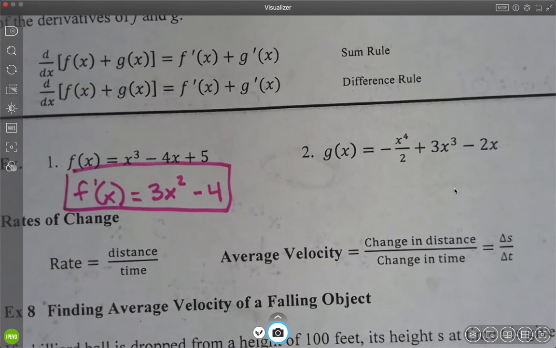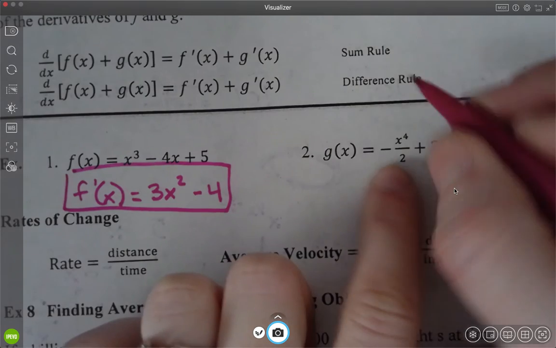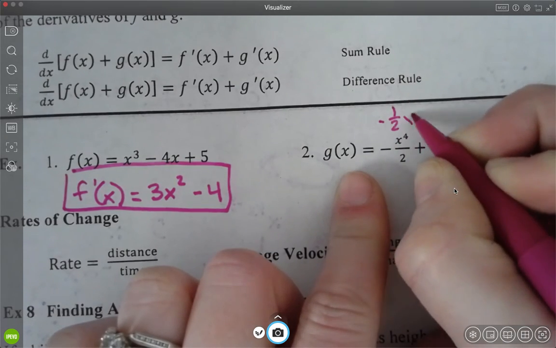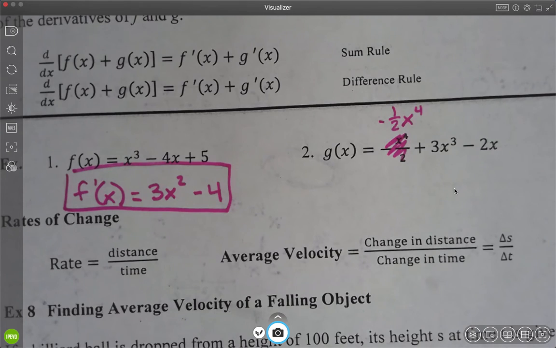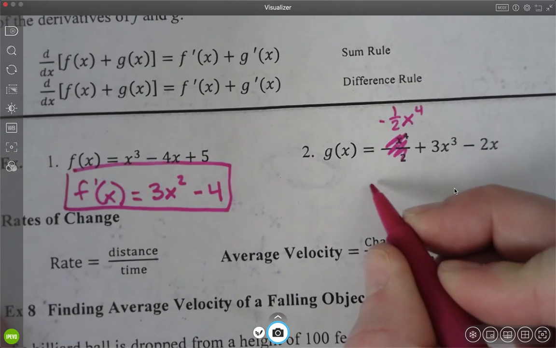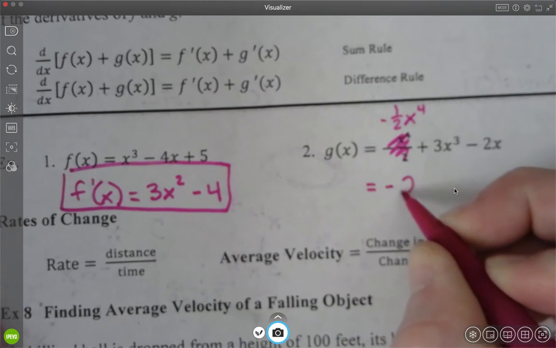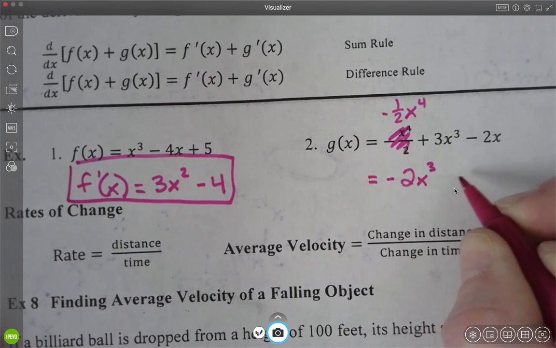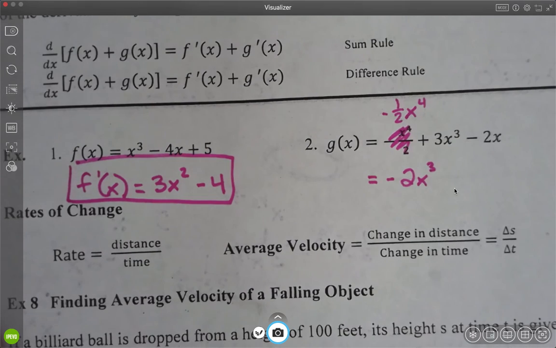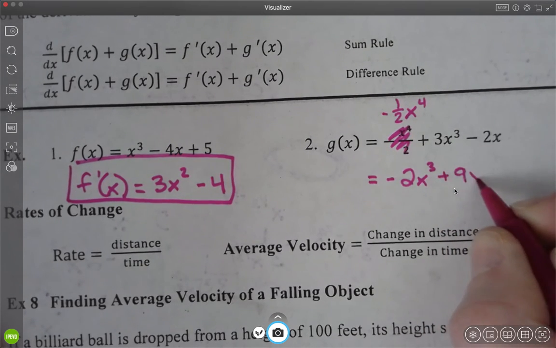Number 2. Oh, man. I do not like the way that first term is written. So let's switch it. Let's make it negative 1/2 x to the 4th power instead, because I'm going to shove that x to the 4th power off to the side. Okay, now we can just take the derivative like normal. What's the derivative of negative 1/2 x to the 4th power? Negative 2, because 4 times 1/2 is 2. X to the 3rd. You got it. Okay. 3x cubed. What's that? 9x squared. Okay.